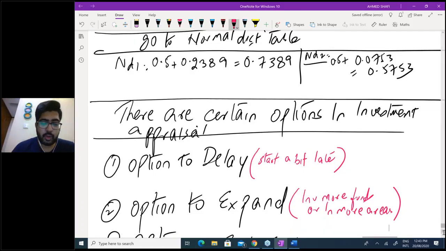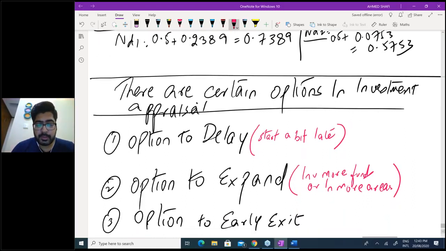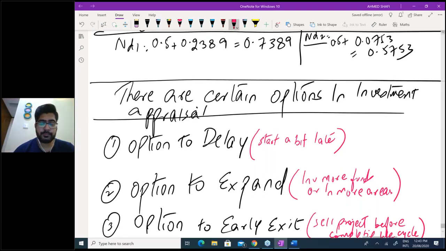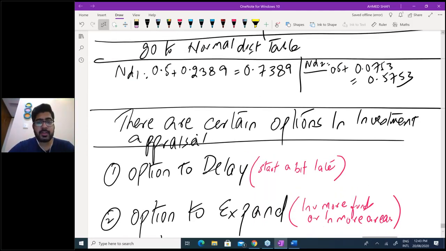And the third option, option to early exit. Sell the project to someone before completing its life cycle. For example, you started a project considering the life will be 5 years. It became a big hit. And after 2 years, some competitor gave you an offer: sell this project to me, take the money and leave it. This is called option to early exit.